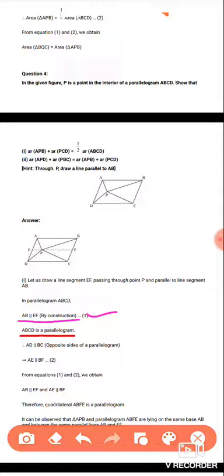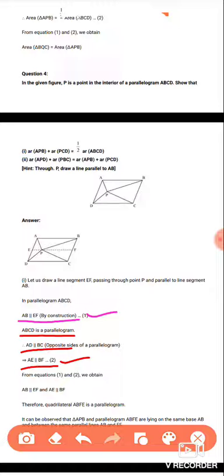Now, if it is a parallelogram, your opposite sides will be equal and parallel. So here AD will be parallel to BC. Okay, so here AE will be parallel to BF, because if it is a parallelogram, you can write opposite sides are equal and parallel.